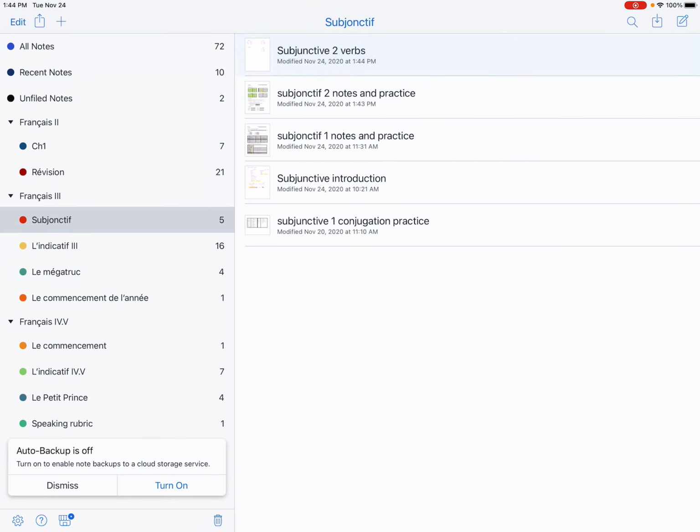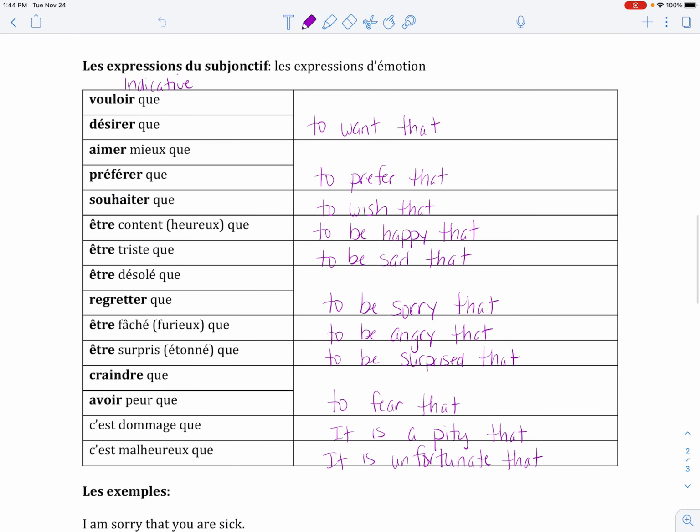So if we go back to these expressions, vouloir que, to want that. So this is when you're saying, I want that you do something. You want that I do something. We want that they do something. So the wanting is in the indicative. That's the expression of emotion. And what follows the expression of emotion is going to be in the subjunctive.